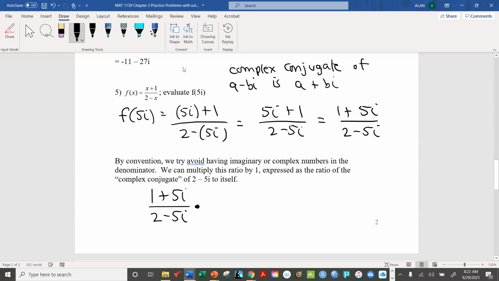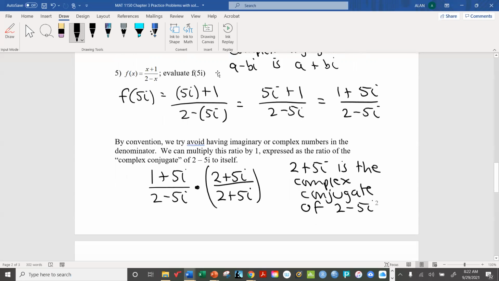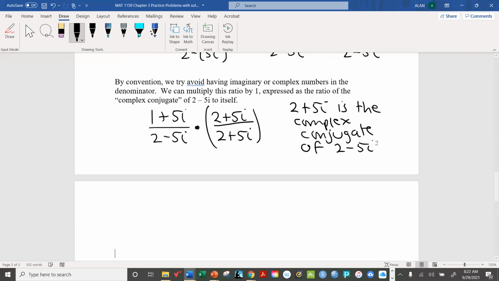So here, I'm going to multiply this by (2 plus 5i) over (2 plus 5i). Why? Because, and I'll mention it here, this is the complex conjugate of 2 minus 5i. And of course, this entire expression is just 1. So we certainly aren't changing anything when we multiply this. Now, the reason for doing this is because we're guaranteed that the denominator will reduce to a real number. So in the numerator, we need to do FOIL.